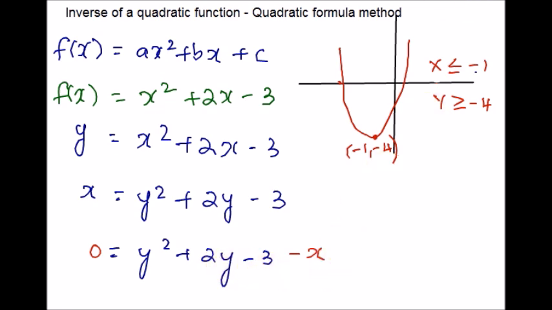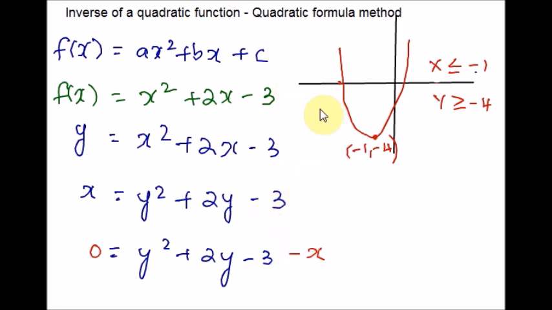Now let us redefine the variables to fit the quadratic formula. This step is a bit tricky. Recall that the quadratic formula solves for x in the equation 0 equal to ax square plus bx plus c. So to get this form, you currently have 0 equal to y square plus 2y minus 3 minus x. To match that format, you need to redefine terms.